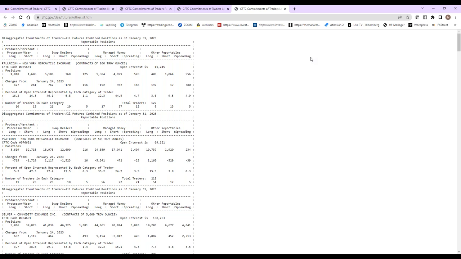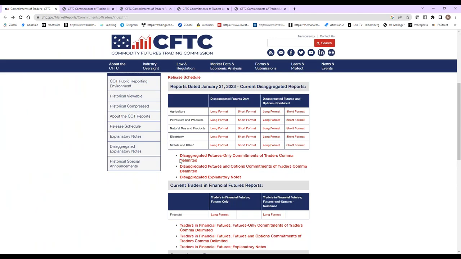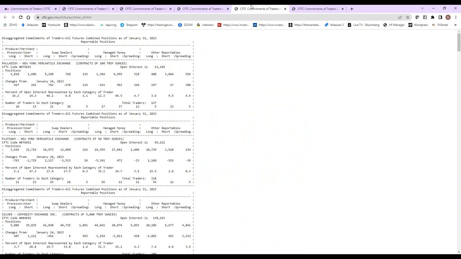So this is the breakdown for palladium. Over here, the disaggregated one with all futures. I also want to see the disaggregated for options and futures, not only futures, to see whether they agree. So we have all the breakdown over here. What we can see is that they are all growing except this disagreement between long and short, between swap dealers and managed money. But all the rest of the market participants, either long or short, show a positive increase.